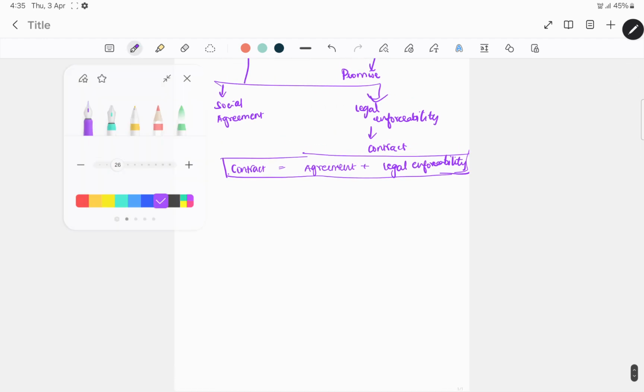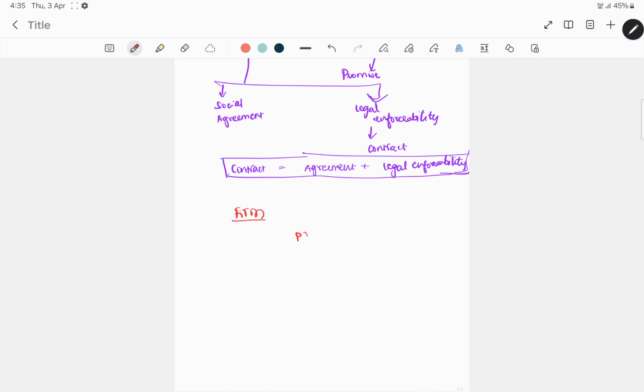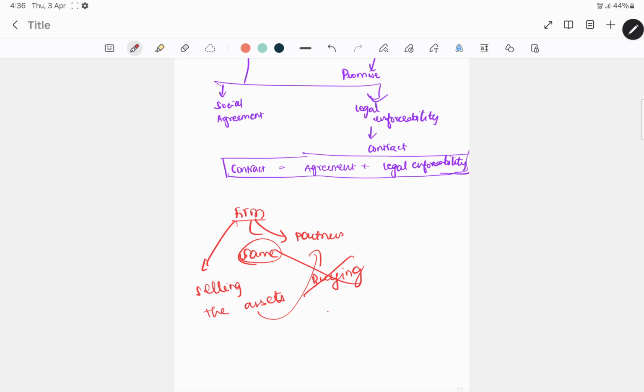As a matter of fact, we know that in a firm, unlike a company, partners and the firm are one and the same. So in this case, if the firm is selling the assets and the partners are buying the same, then it cannot be a contract, because anyway the firm and partners are one and the same. If the firm is selling the assets and it is shared between the joint partners, wherein the joint partners are buying the same, in that case the firm is the seller and the joint partners are the buyers, and they are one and the same.